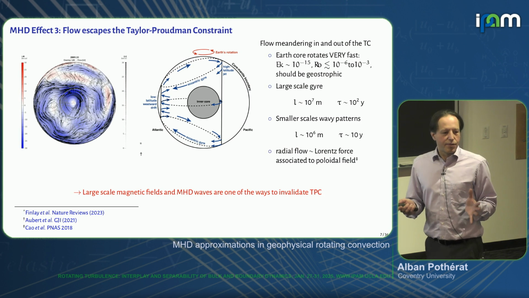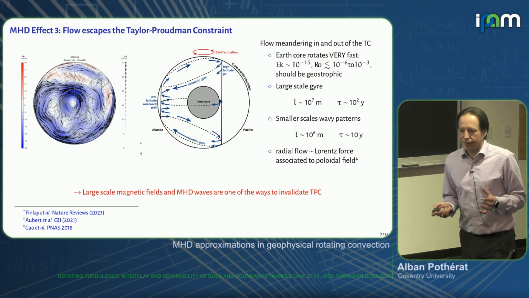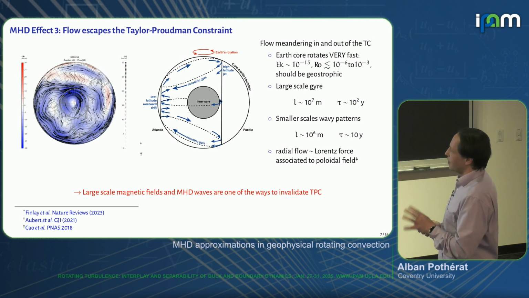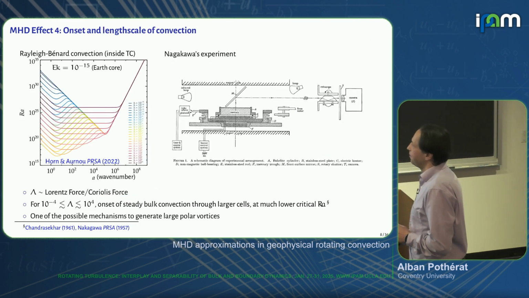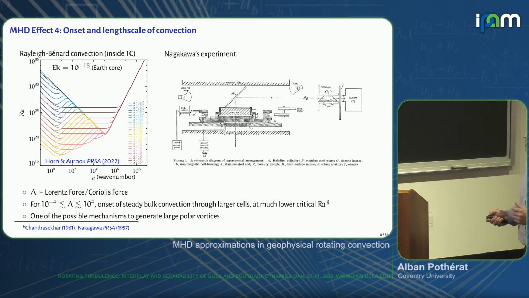There are a number of possibilities for the existence of these things, but the presence of the Lorentz force is one of them. I'm not stating that it is the definite explanation, just to be clear here, but it is one of them. Okay. And finally, convection. So this is what Suzanne was talking about this morning, Nakagawa's experiment.